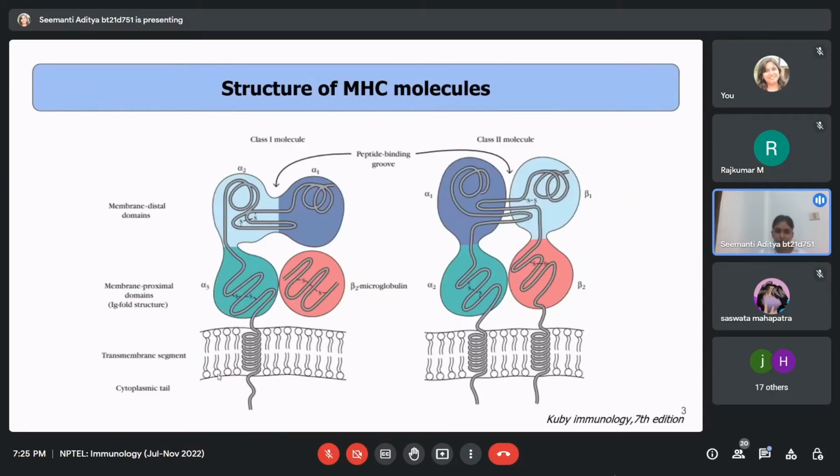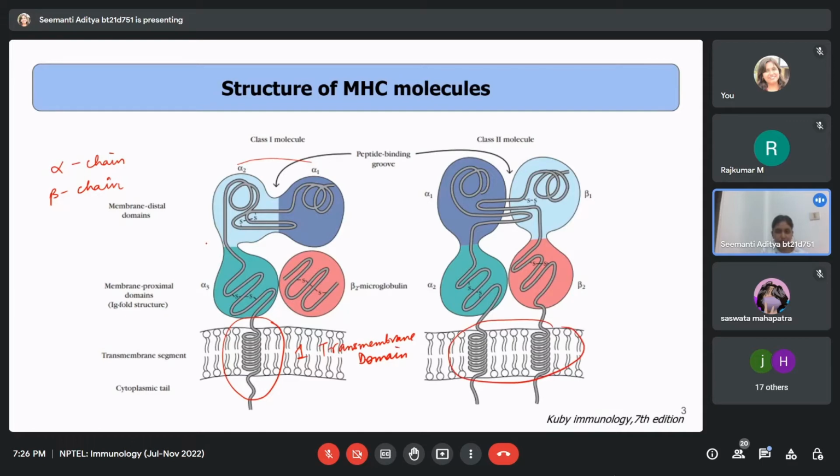So the structure of MHC molecule, as I mentioned, is a quaternary structure. So it has basically two chains, an alpha chain and a beta chain. So both MHC class 1 and class 2 have an alpha chain and a beta chain. Now the difference in the structure is, in MHC class 1 molecule, you will see there is just one transmembrane domain. But in case of MHC class 2, we have two transmembrane domains.